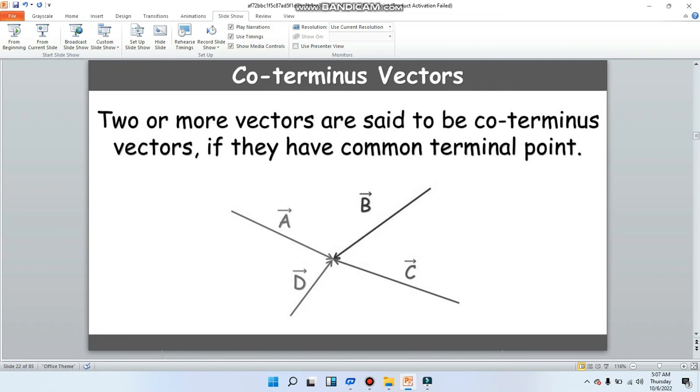Co-terminus vectors. Two or more vectors are said to be co-terminus vectors if they have common terminal point. For example, the vector A, B, C, D have a terminal at this point. This common point is the terminal point. That's why they are called co-terminal vectors.